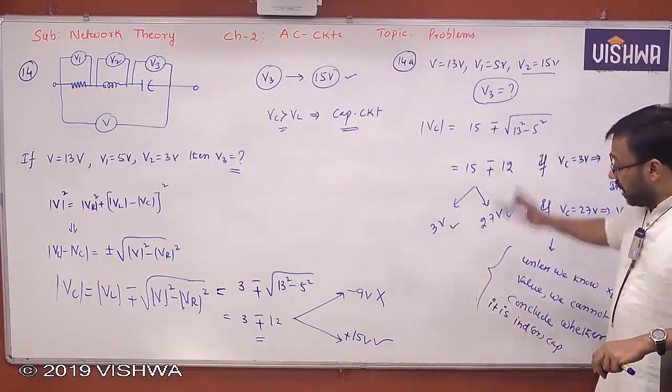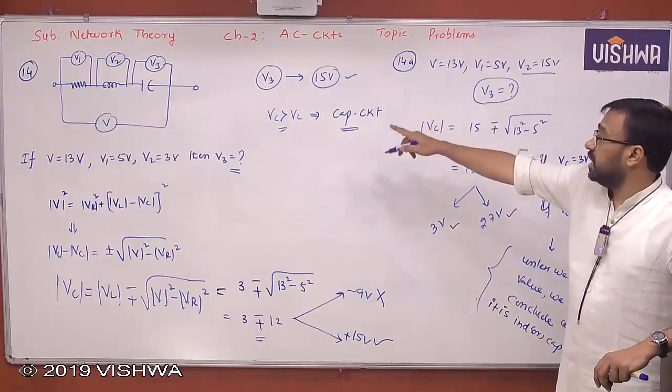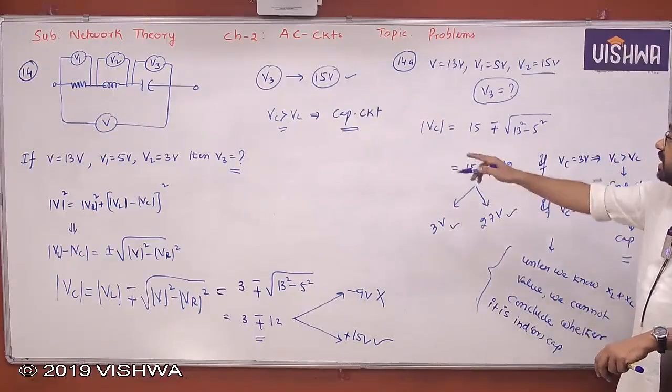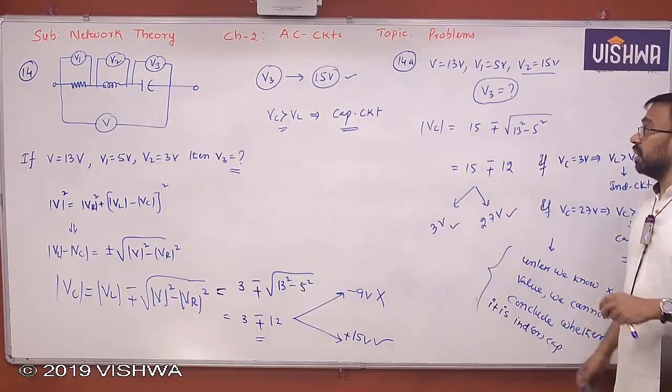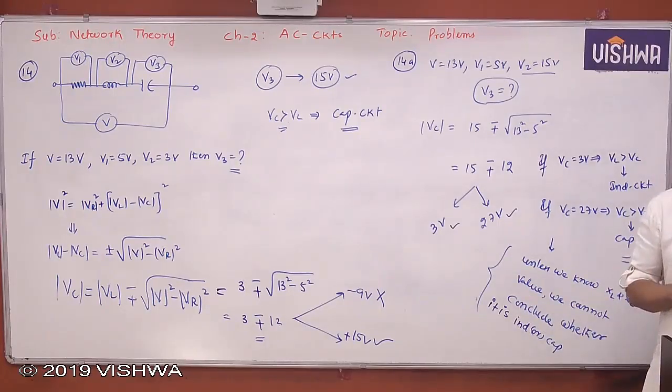But in the previous case, one is negative and the other is positive, so I can rule one out immediately. There is only one possibility for that VC, that is 15 volts. Then obviously VC is greater than VL. Therefore, I can conclude there. But I cannot conclude in this case. Understand?